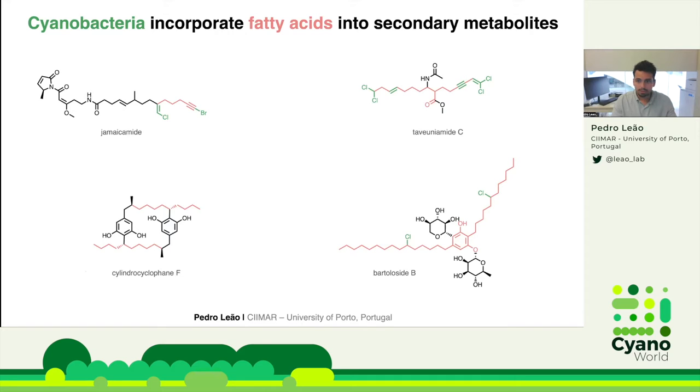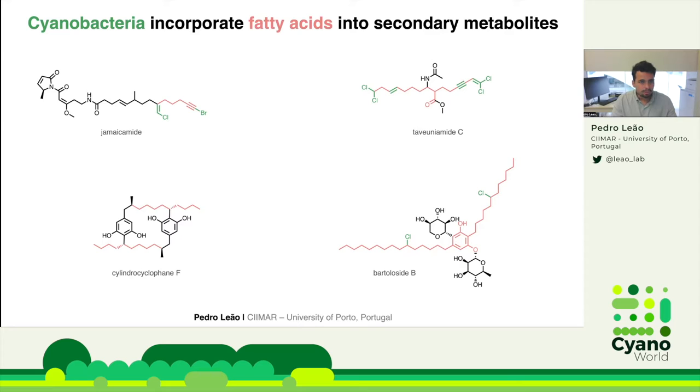That's the canonical way you look at a fatty acid. But you will recognize as well that they have these stretches of carbons and hydrogens. And then you have modifications. You often have halogenations, unsaturations. You have aromatic rings that are formed from fatty acids.